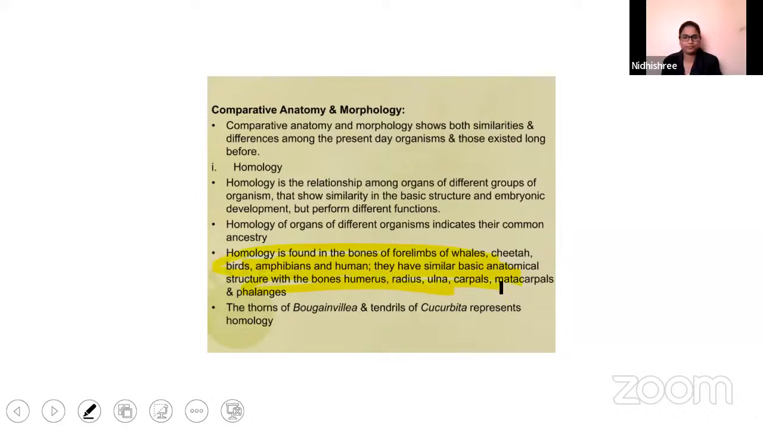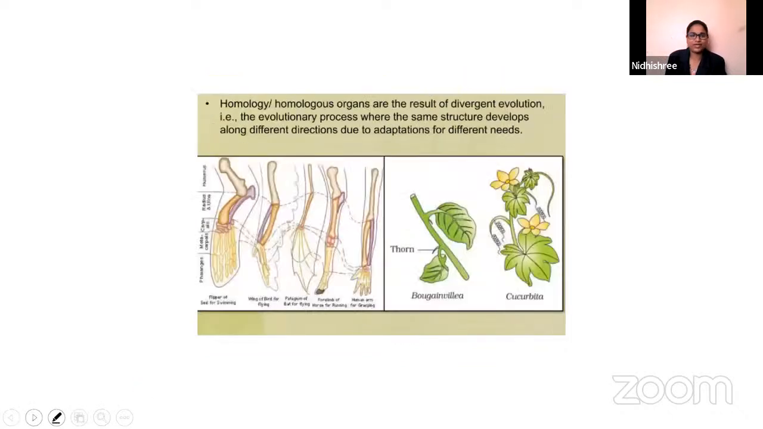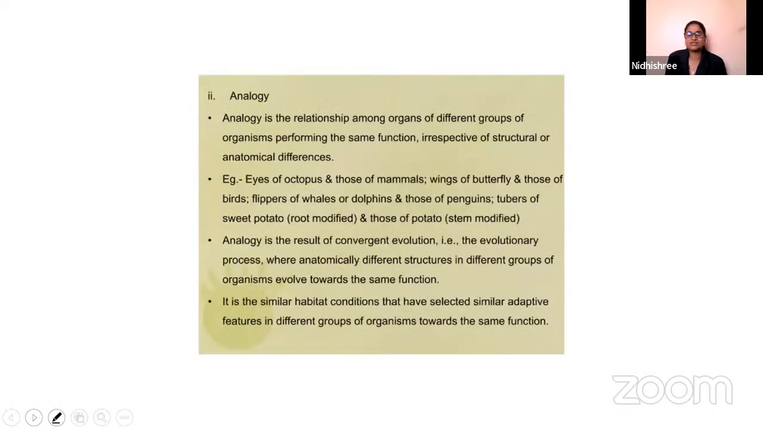You can read it. The thorns of bougainvillea and tendrils of cucurbita represent homology in plants. Okay. Then homology. So they showed the examples here. Then after that, focus on it because you have some questions on it. Analogy. Yes. Anyone voluntarily who wants to read it, please?